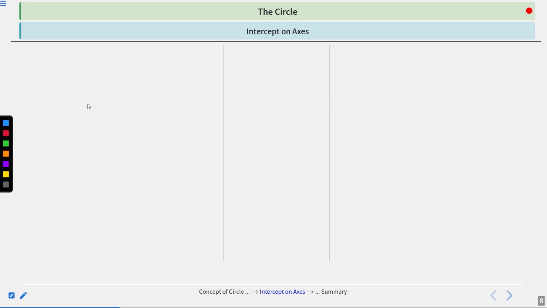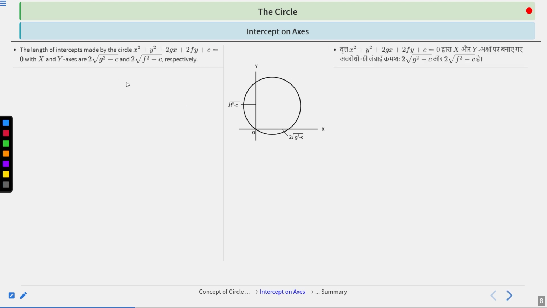Okay. Now let us see intercept on axis. We are given a circle. So the length of intercepts made by the circle x square plus y square plus 2gx plus 2fy plus c equal to 0, with x and y axis are 2 root over g square minus c and 2 root over f square minus c respectively. Clear?